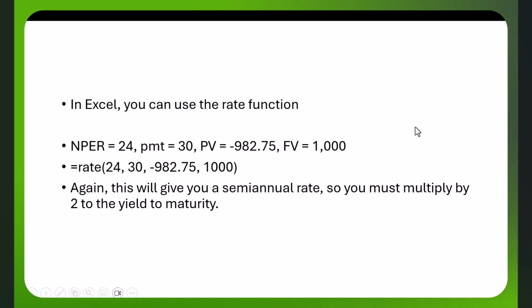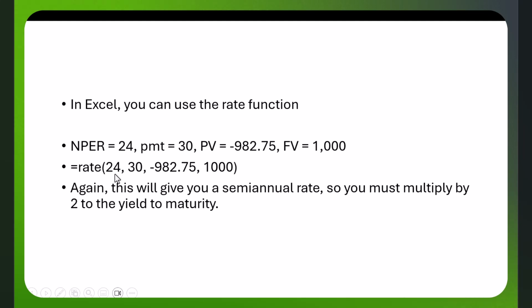If we want to do this in Excel, we put in the notation slightly different. Instead of N, it's NPER for the number of periods. Again, 24. PMT is the same, 30. PV is minus 982.75. And the future value is 1,000. You would put it into Excel starting with an equal sign so it knows you're doing an equation, and it will tell you what to put in and in what order.